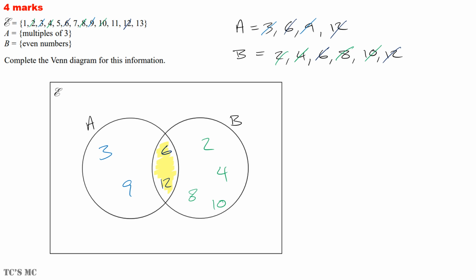Now we need to fill in the numbers that would be on the outside. So go to the universal set and see the numbers that haven't been crossed out. That's 1, 5, 7, 11, and 13. And now we have our fourth mark.